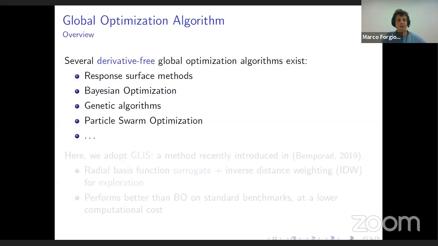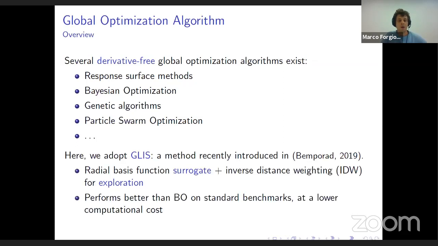We could use several derivative-free algorithms to do the job, like response surface, Bayesian optimization, and so forth. But they must be derivative-free algorithms because we measure the value of a function, possibly with some noise, but we have no derivative information.